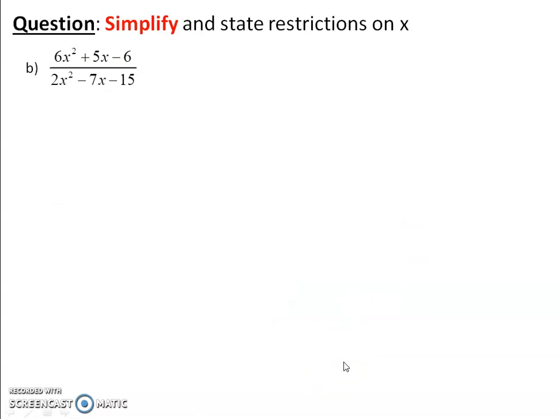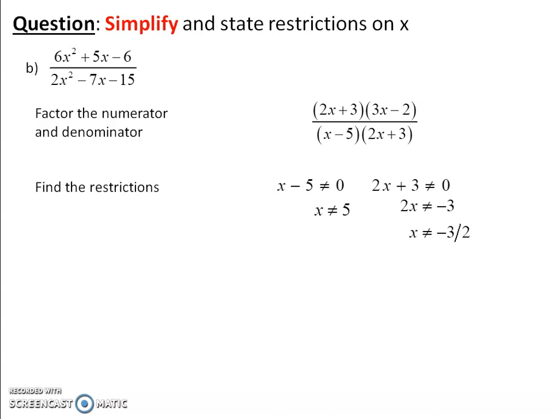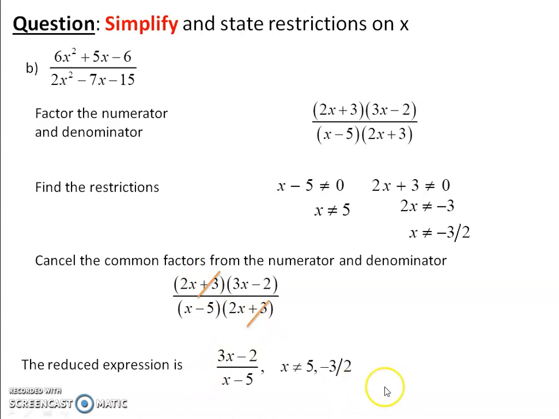In this example, again, if you want to pause and give it a try, if you want to try to factor these, now's a good time because I'm just going to show the factored version. When this is all factored, this is what it looks like. My restricted values only come from the denominator. So I'll set each factor not equal to 0 and I'll isolate the variable. So my true restricted values here are 5 and negative 3 over 2. Now that I have done that, I'll see if there's a common factor in the numerator and denominator. In this case, there is. It's the 2x plus 3. So I cancel those out. And here's what I'm left with. Both restricted values apply.